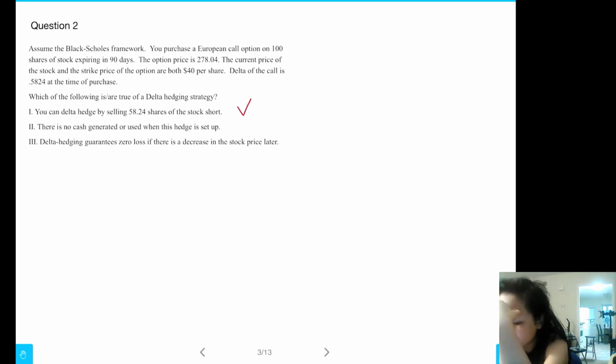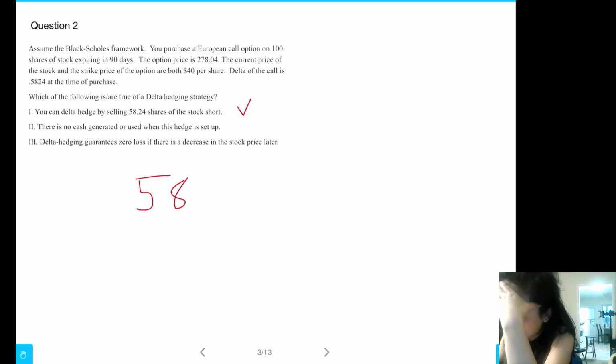Now, there's no cash generated or used when this hedge is set up. Well, if this hedge is set up, then we have to short sell 58.24 shares of stock. So basically we will get back 58.24 times the price of the stock, which is $40 per share.